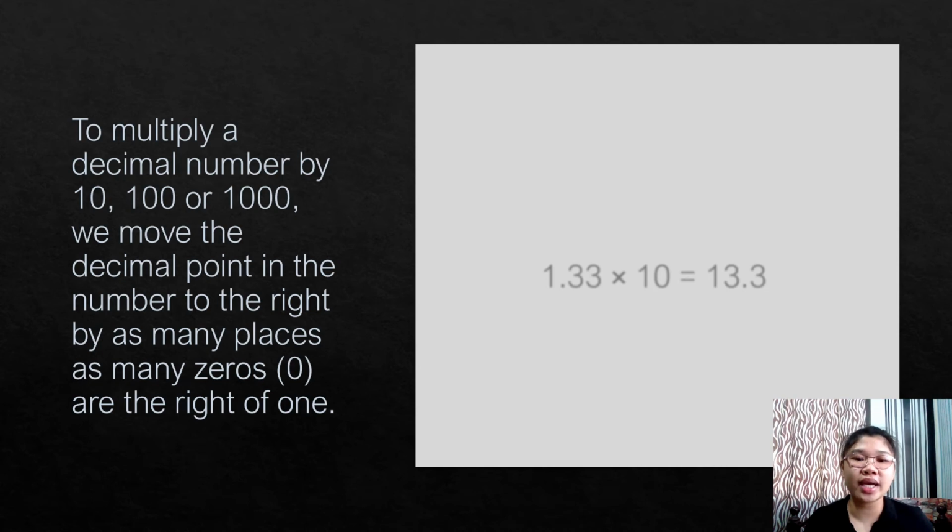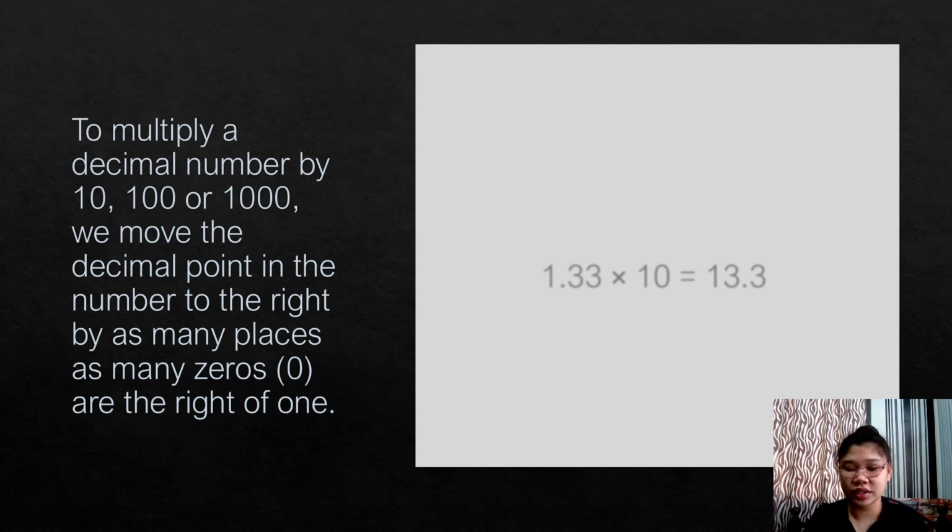So next we have here some special cases. To multiply a decimal number by 10, hundreds, thousands, 10,000s, millions, how many zeros is that? We move the decimal point in the number to the right by as many places as many zeros. So you have to know how many zeros, of course. So again, I will be completing first the statement. To multiply a decimal number by 10, 100, or thousands, we move the decimal point in the number to the right by as many places as many zeros are to the right of 1.